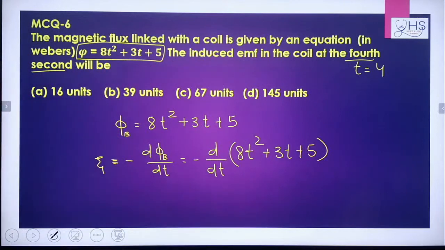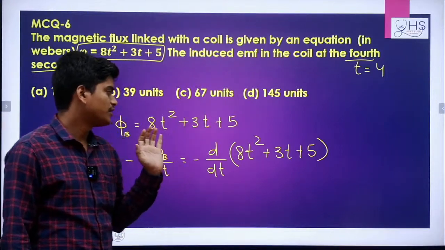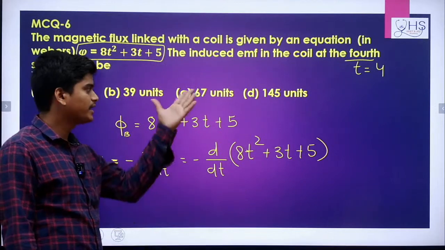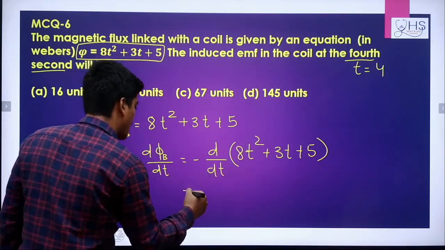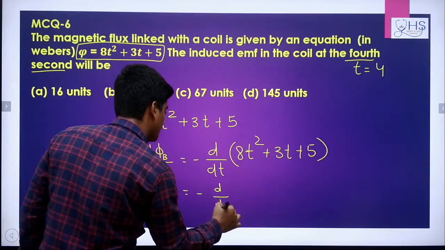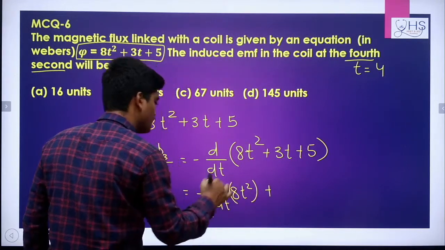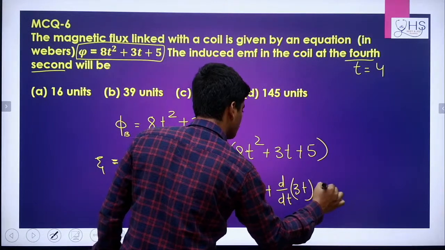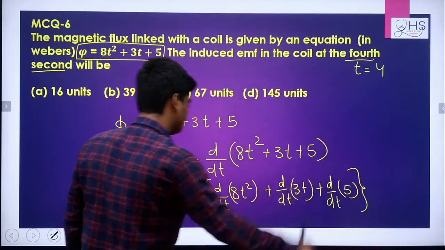But remember here they have not given any minus sign here. That means they have calculated in terms of magnitude. So let me calculate. After that I can take the magnitude and give the answer. Now here, see differentiation. How to differentiate this? Each term you differentiate: d by dt of 8t square, plus d by dt of 3t, plus d by dt of 5.